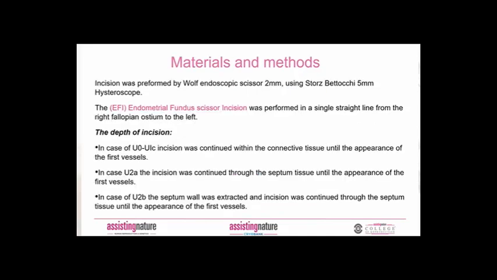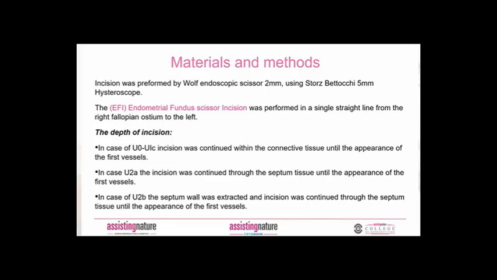Incision was performed by Wolf endoscopic scissor 2 millimeters using a Storz Bettocchi 5 millimeter hysteroscope. The endometrial fundus scissor incision was performed in a single straight line from the right fallopian ostium to the left. The depth of incision in case of U0 or U1C: the incision was continued within the connective tissue until the appearance of a first vessel.